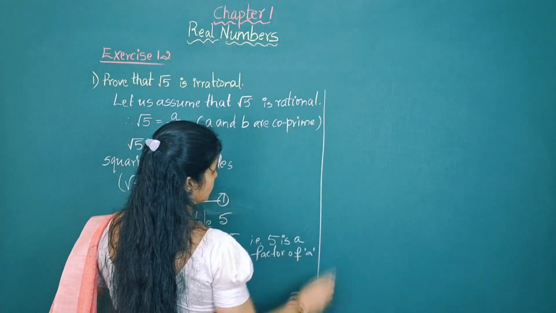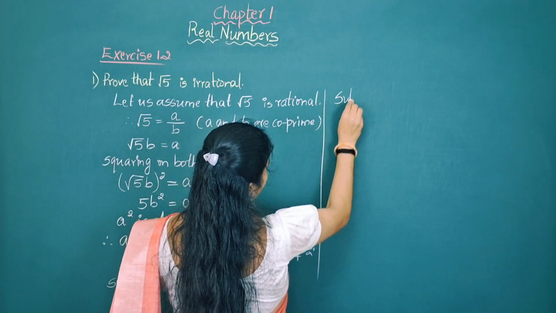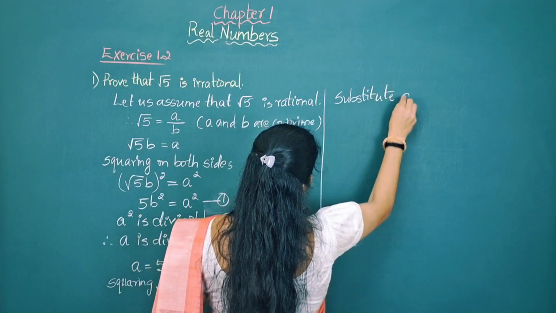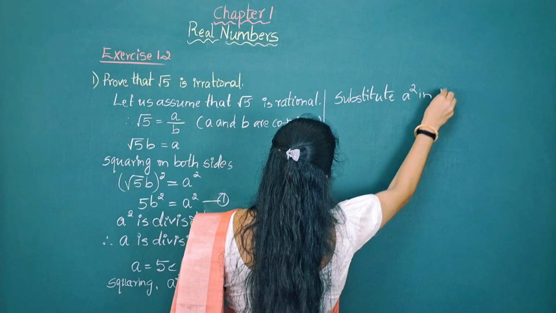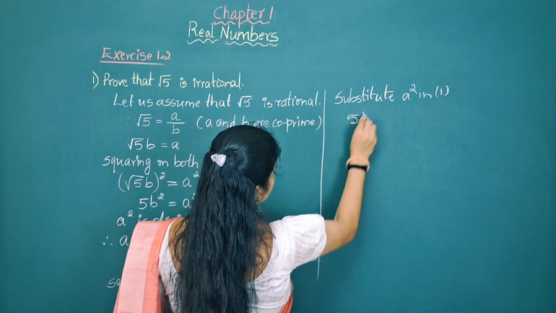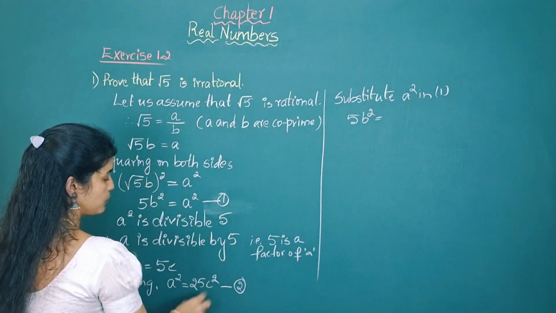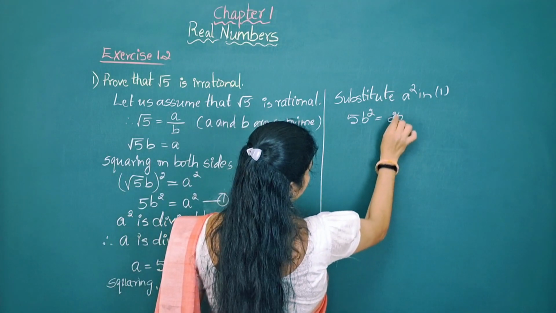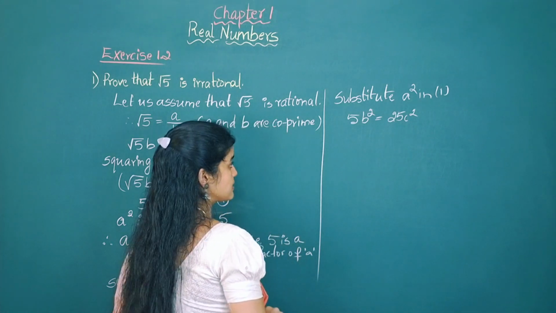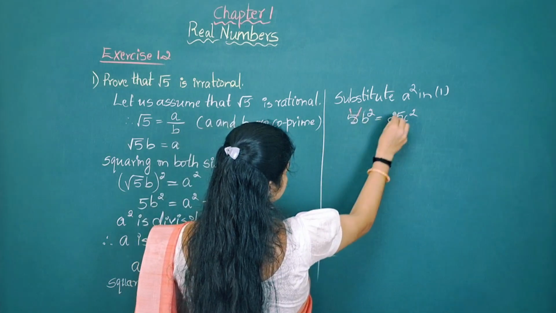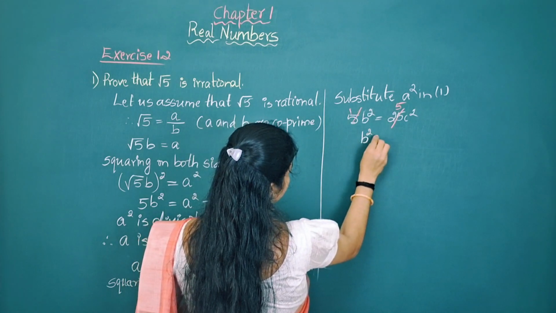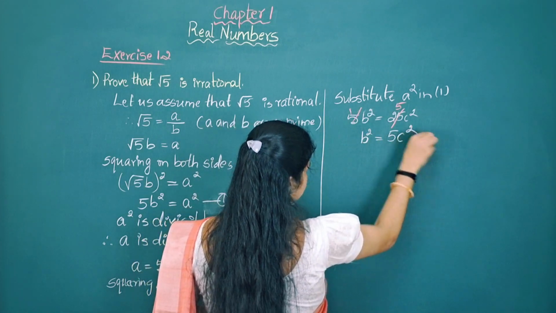Substituting a square in equation 1. So, I can write 5b square is equal to 25c square. So, I can just simplify here. 5 ones are 5, 5 fives are 25. So, I can write b square is equal to 5c square.